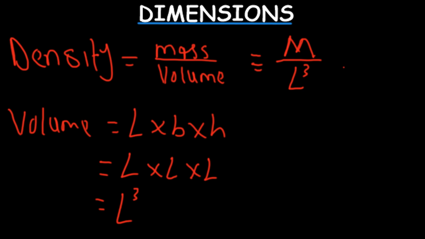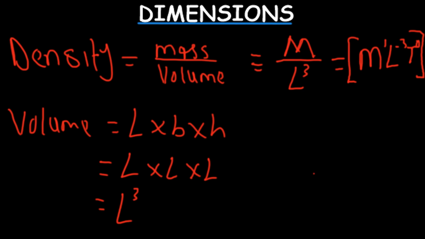Now, let's rewrite it by associating them together. So this will be equal to M to the power of 1, L to the power of minus 3, T to the power of 0. So basically, this is the dimension formula for density.